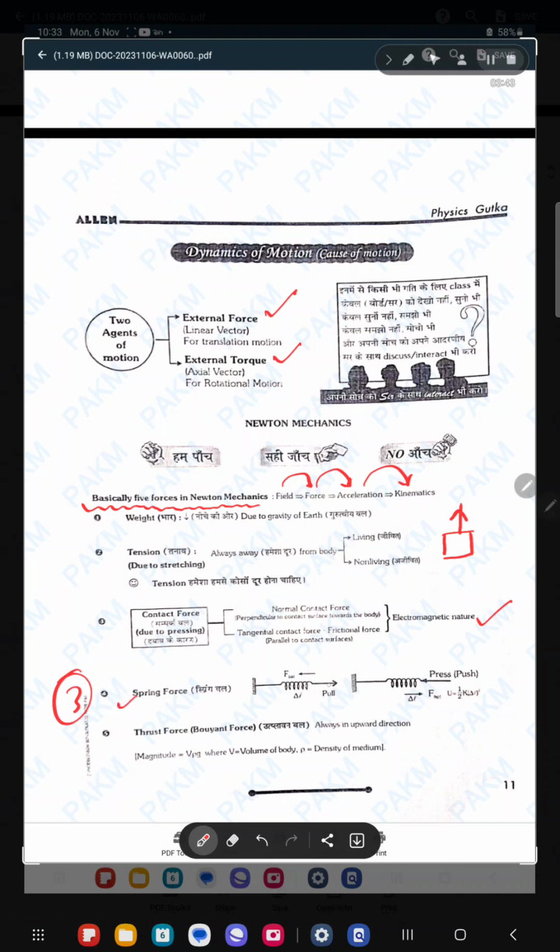Now the third type is spring force. A spring force, as you know, is some elastic opposing force acting just against a pulling force. And thrust force is always in the upward direction. Thrust force, as you know, is called buoyant force, always in the upward direction. And the formula is V rho G. V is the volume of the body, rho is the density of the liquid, G is acceleration due to gravity.